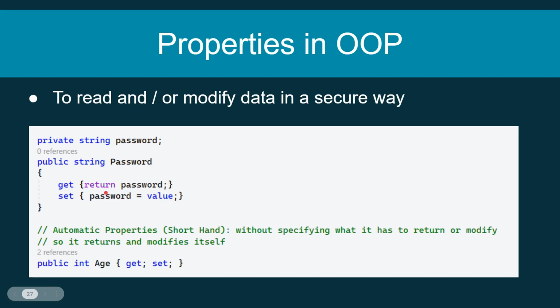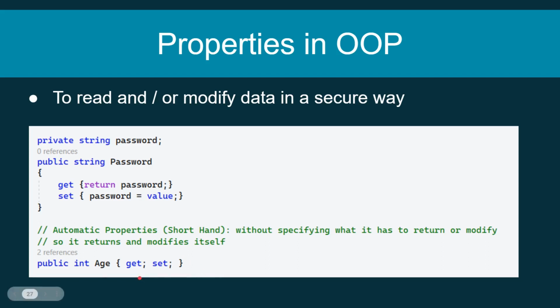In the get method, we say return password, return the private member password. We have password in lowercase and we have Password with the first letter uppercase. So this is a convention that your properties and your methods are in Pascal case.